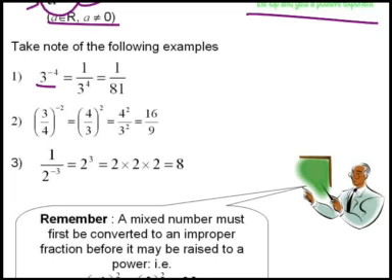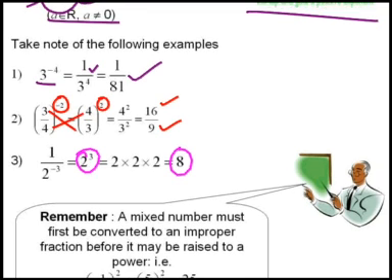3 to the power of minus 4 becomes 1 over 3 to the power of 4, which is 3 times 3 times 3 times 3, so 1 over 81. Then we look at example number 2, where we have 3 over 4 to the power of minus 2. Remember, we said they swap around and it becomes a positive exponent. 4 squared is 16, 3 squared is 9, and then number 3, 1 over 2 to the power of minus 3. It just becomes 2 to the power of 3, which is equal to 8.